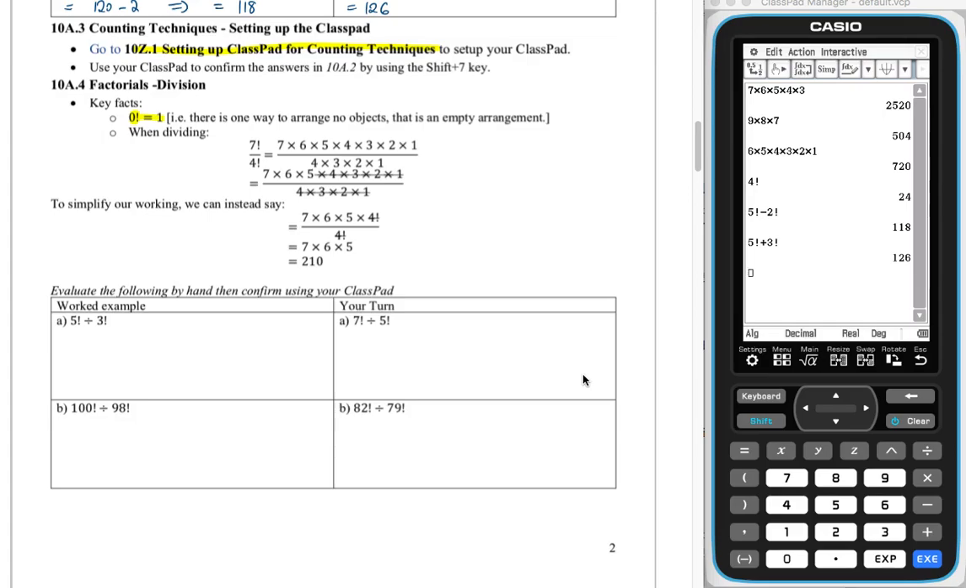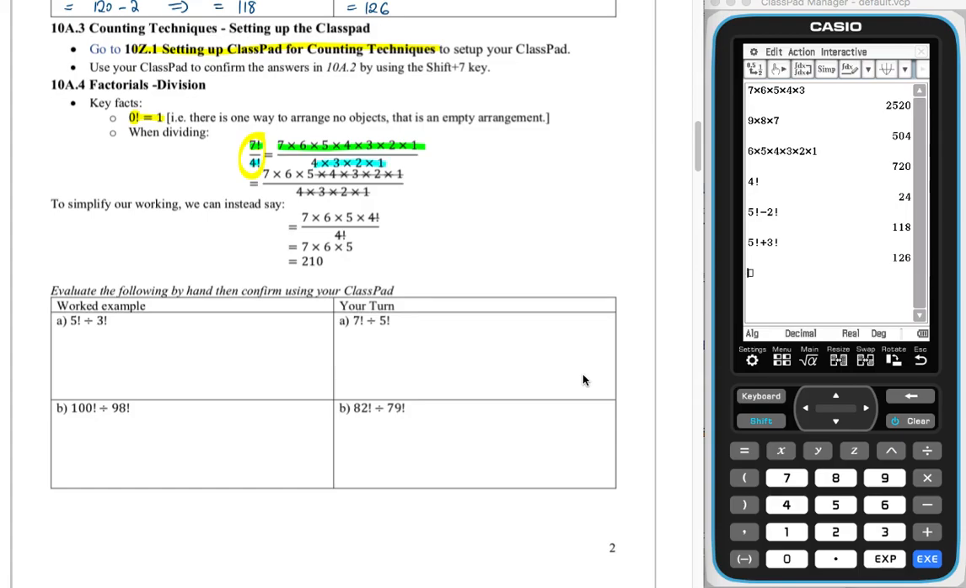Our next step is that when dividing factorials, there's a shortcut. So let's go through that shortcut now before we work on these questions. So if we're dividing, and we've got here 7 factorial divided by 4 factorial, the way we evaluate this is to expand the factorials top and bottom. If we expand the 7 factorial, we get 7 times 6 times 5 down to 1. And if we evaluate the 4 factorial, we get 4 times 3 times 2 times 1.